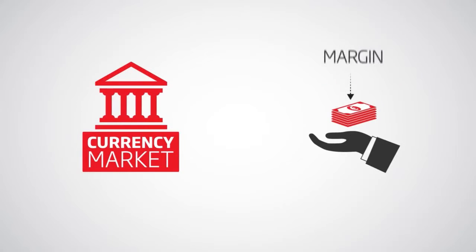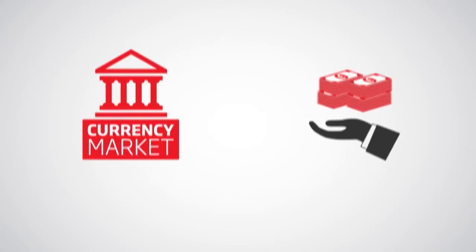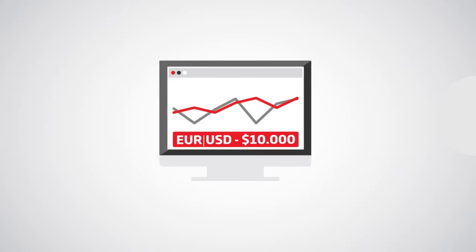The deposit you put up is called margin. The broker then lets you trade a certain multiple of that margin. That frees up your money to put on more trades and allows you to make bigger returns relative to the amount invested. For example, let's say you want to buy $10,000 of Euro USD.